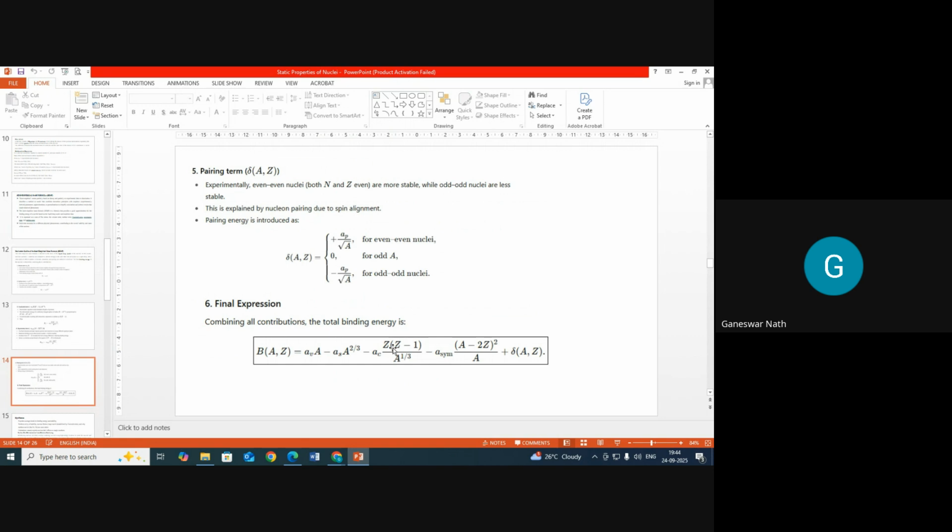Then another part is called the pairing term, that is delta A, Z. Experimentally, even nuclei, that is even for both N and Z, are more stable, while odd nuclei are less stable. This is simply explained by nuclear pairing, where nucleons pair with each other. That is also one of the factors that decides the pairing term.